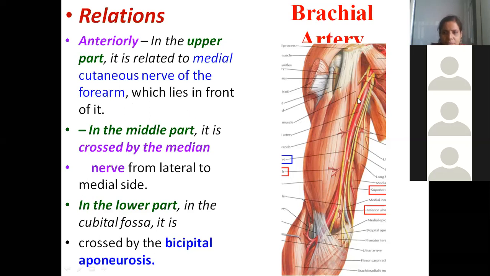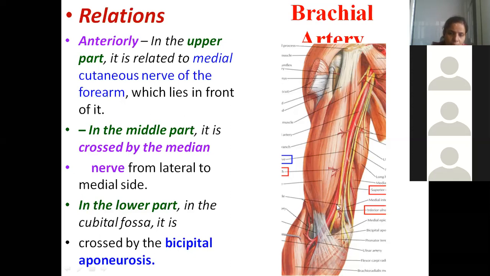In the middle part, you can see this nerve. The joining part of this is nothing but the median nerve. The median nerve crosses the brachial artery from the lateral side and comes to the medial side. This relation we will study again when we do the median nerve. Try to understand: the median nerve is initially lateral to the artery, it crosses the artery, and then it comes medial to the brachial artery. That is what is written here. So in the middle part, the brachial artery is crossed by the median nerve.